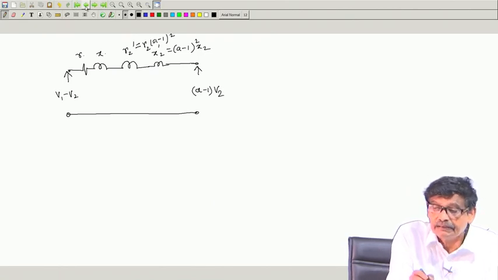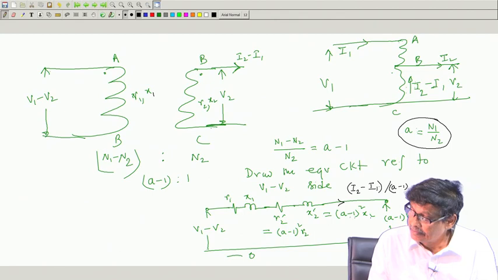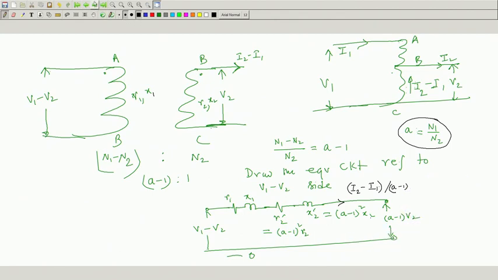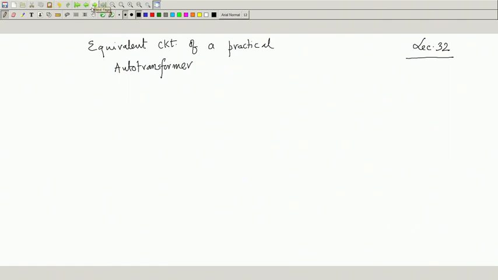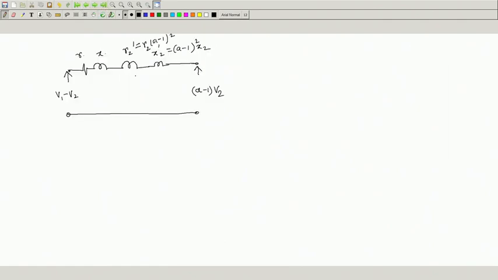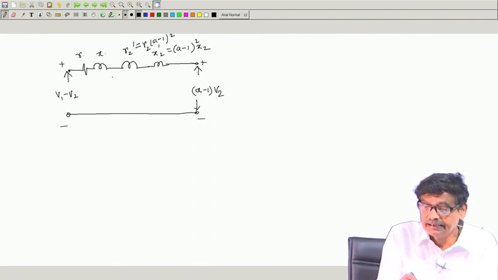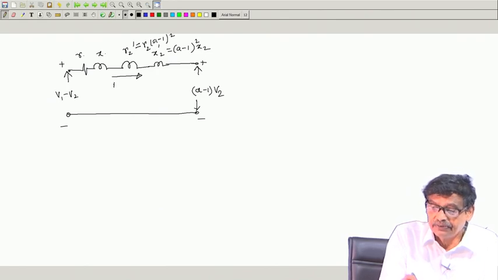You see, this voltage is A minus 1 times V2. This diagram I have only redrawn afresh. Now, in this equivalent circuit, this is plus minus as usual, and this current is I2 minus I1 divided by A minus 1.